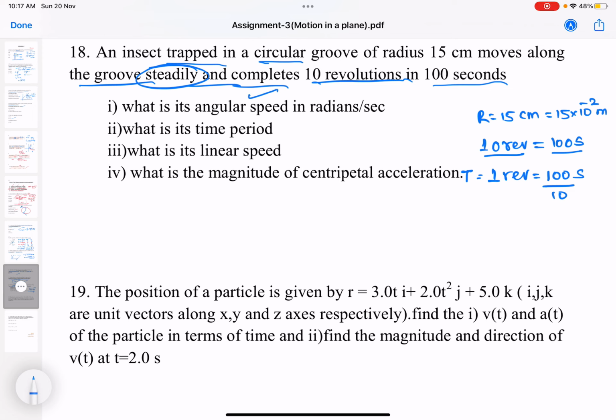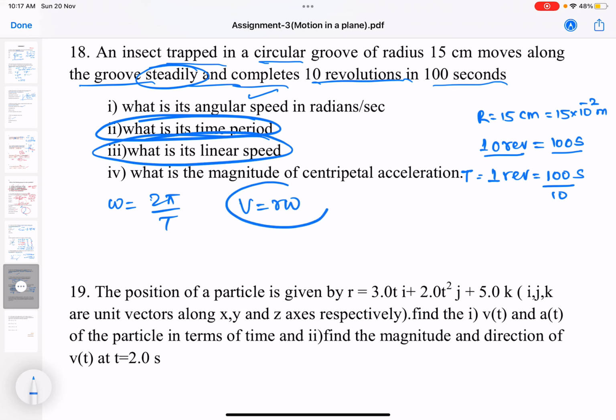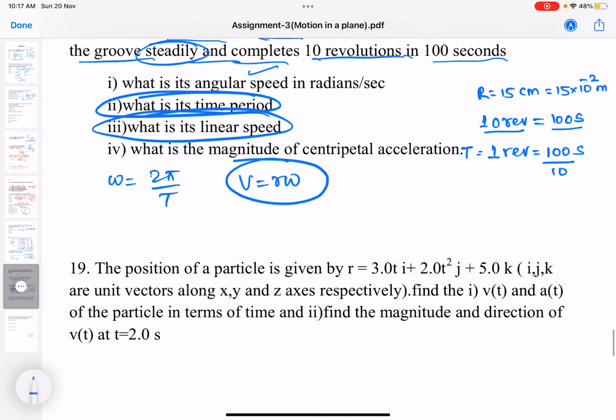So what is the angular speed? The angular speed formula is known, 2 pi by T. What is its time period? The time period is already solved. What is the linear speed? v equal to r omega. By using v equal to r omega, you can solve this question. What is the magnitude of centripetal acceleration? Centripetal acceleration is nothing but 4 pi square r by T square, in terms of radius and time period, which is given.